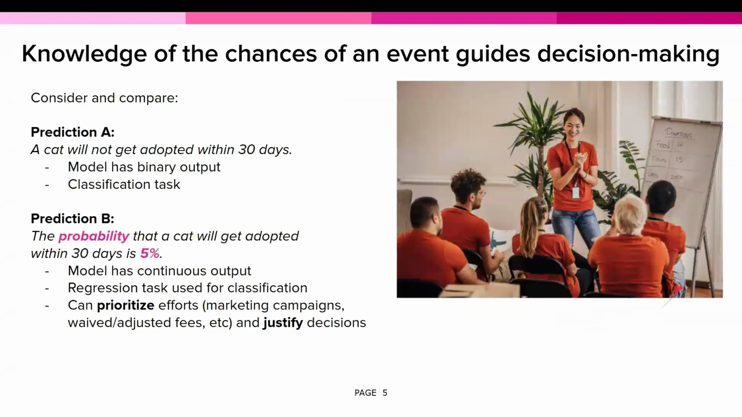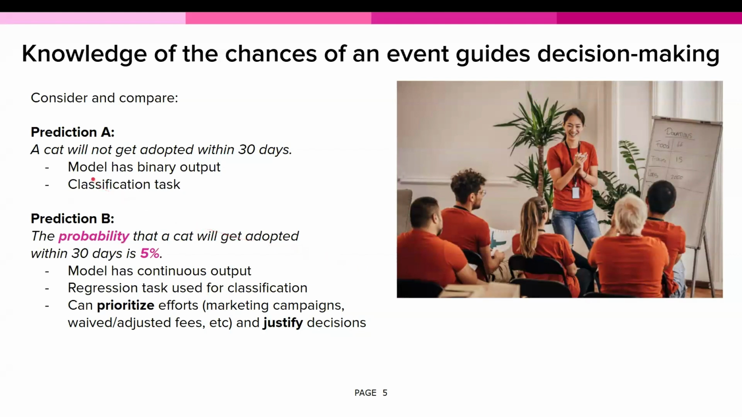And so why does this matter? Well, in our particular example of making decisions about cat adoption strategies, understanding the probability of an event happening is far more useful than just predicting the outcome. So to get a handle on this, let's consider two different types of predictions.